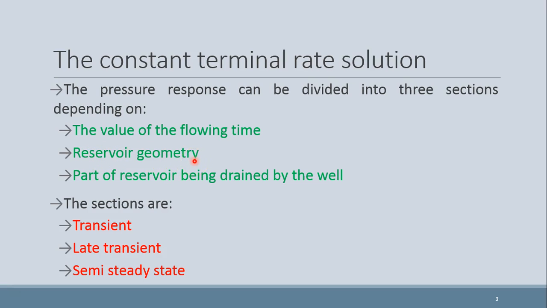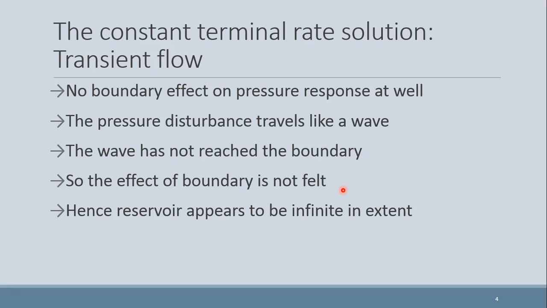Then again, the reservoir geometry. The reservoir boundary may or may not be circular, or the well may or may not be placed at the center of the radial cell. So reservoir geometry also needs to be considered, along with the part of the reservoir being drained by the well. In the case of transient state, the reservoir appears to be infinite in extent because the pressure disturbance has not yet reached the boundary, so it is not draining the entire reservoir, only some part of it. But in the case of semi-steady state, the whole reservoir is being drained. So we will discuss transient flow in more detail.